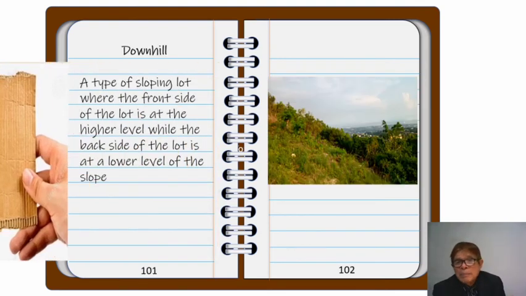Downhill is a type of sloping lot where the front side of the lot is at the higher level, while the back side of the lot is at a lower level of the slope. This is an example of a downhill, and this is located in Vista Grande, Talisay City. The best advantage for downhill is this spectacular overlooking view. So it's up for the buyer to decide whether he wants a downhill or an uphill.